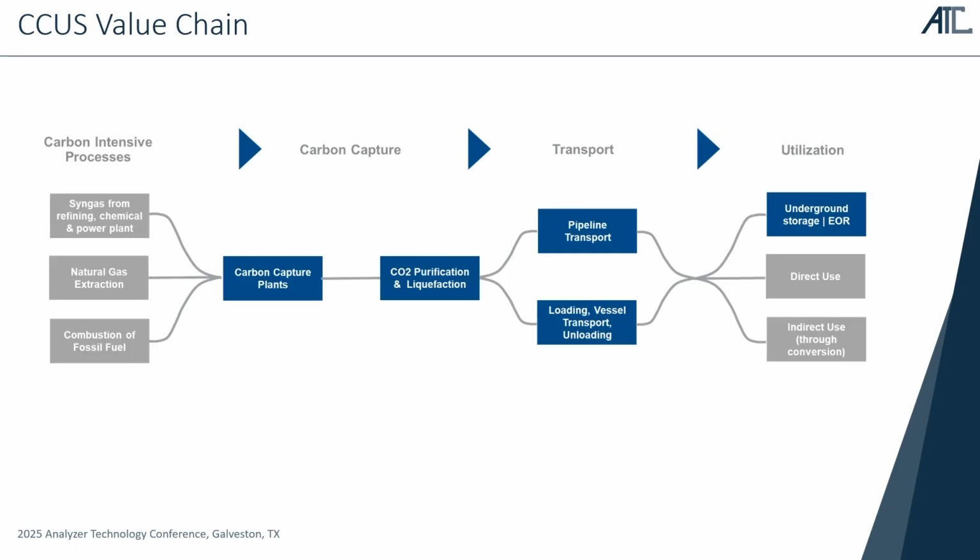Next, to look at the CCUS value chain. This is the post-combustion CCUS. We start on the left-hand side with carbon-intensive processes, such as natural gas extraction and combustion of fossil fuels. The flue gas being produced would then go into a carbon capture plant to extract out the CO2. That CO2 is then purified and liquefied before it's transported, and that can be through pipelines or by vessel. It can then be utilized, commonly through enhanced oil recovery processes that also give underground storage, and then direct and indirect uses.